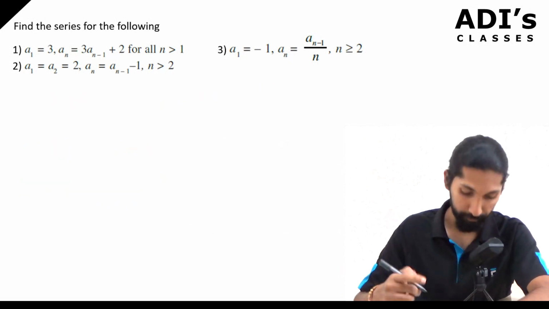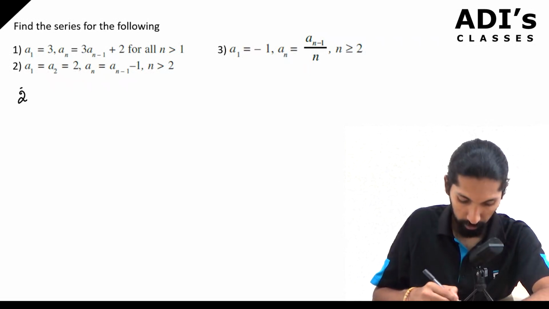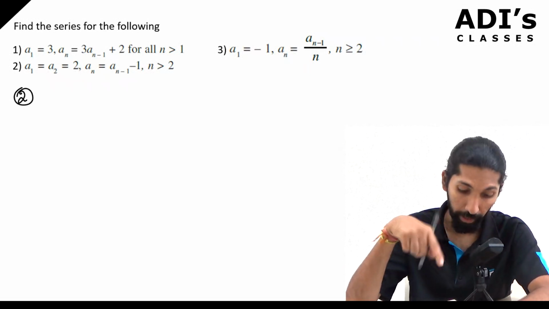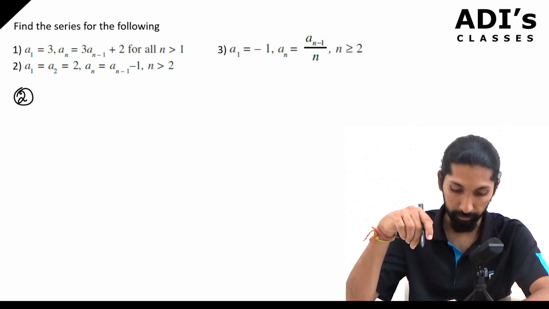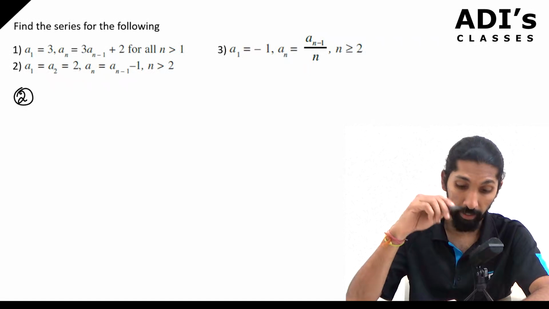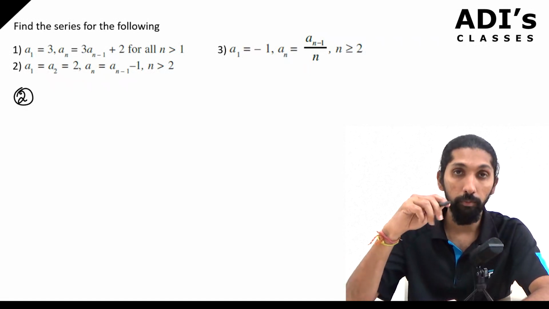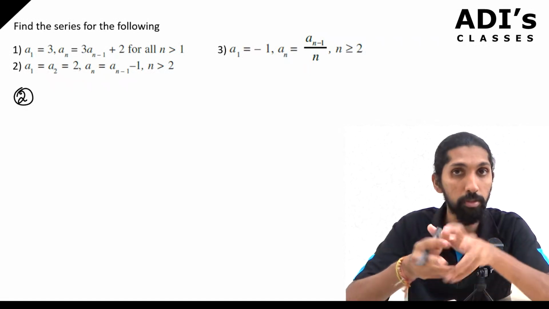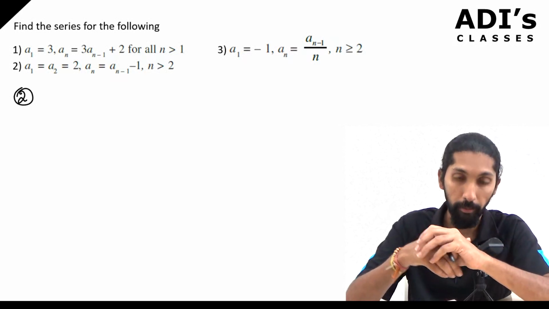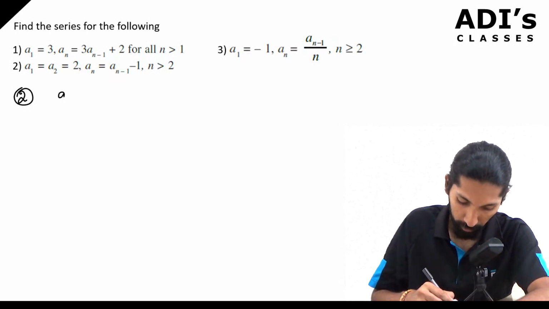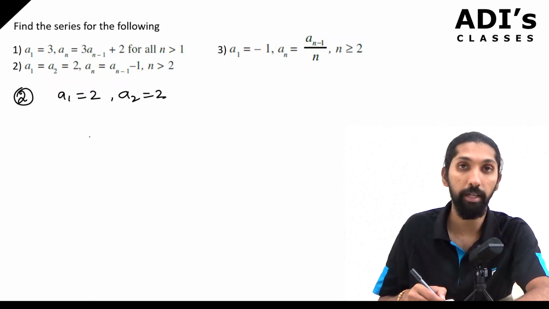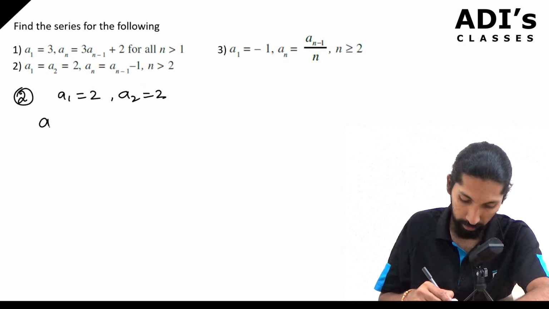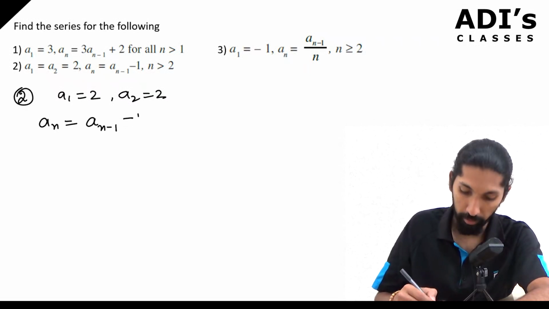See the second one. In the second one, again a1, a2, both of them are 2. And look at the nth term. Right? So n is greater than 2. We cannot start from 2. We have to start from 3 now. Right? So a1 is 2. a2 is also 2. Right? Now a_n is equal to a_(n minus 1) minus 1.